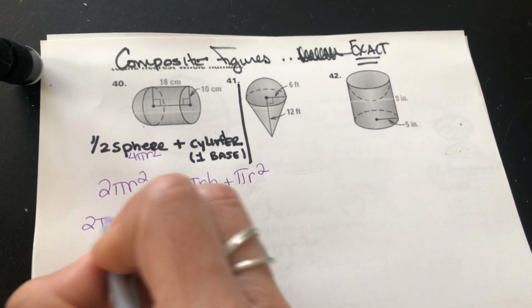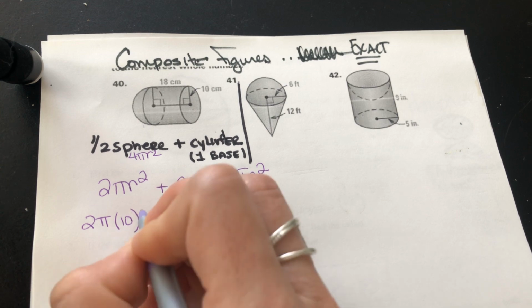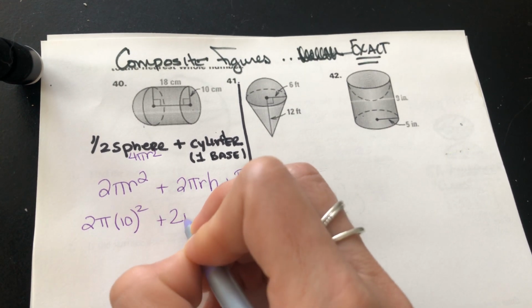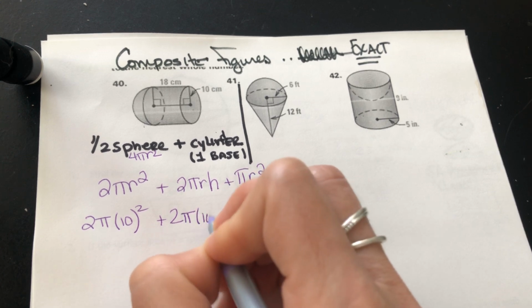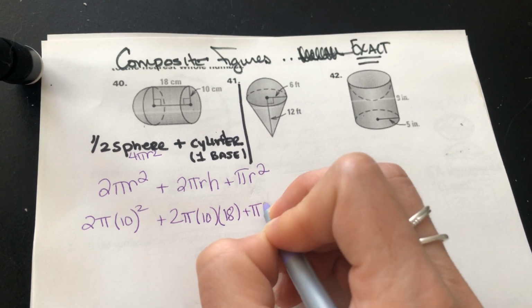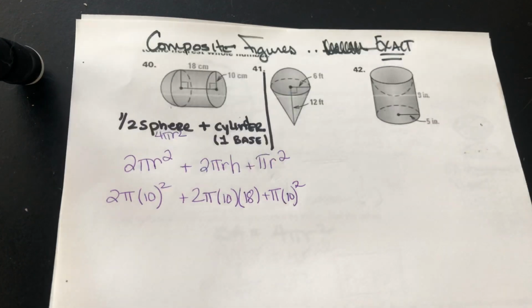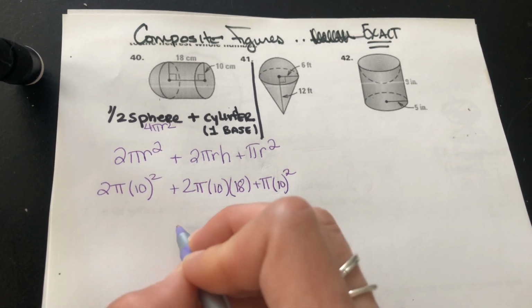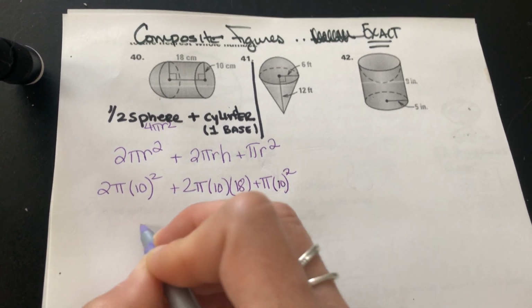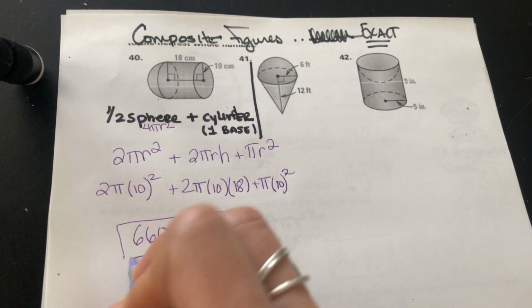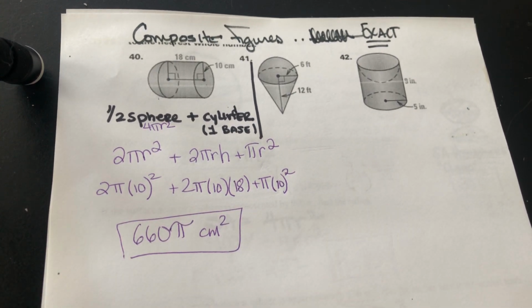And then all you got to do is put your numbers in. You got a 2, you got a pi, 10 squared, plus 2 pi, radius 10, height 18, plus pi 10 squared. Okay, and then the nice thing about this is just put all that in the calculator. Don't touch pi. And you get 660 pi. Pretty simple. Okay, let's take a look at our next one.